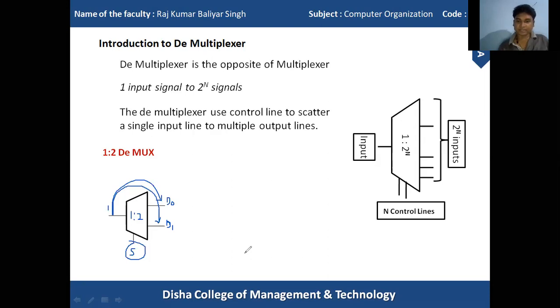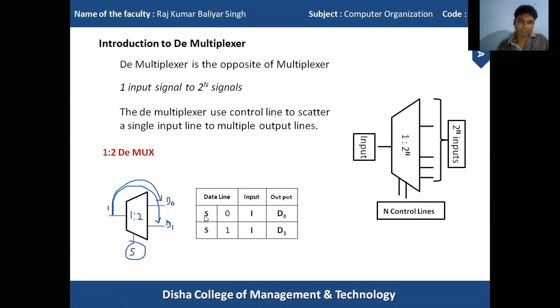Okay, let's see the functional table or excitation table for this DMUX. So this is the functional table of DMUX. Here the data line or control line is single, so it can have two values, either 0 or 1. The input line is I, that is constant. So when S equals 0, this input I is available at the D0 output line. When S equals 1, this I is available at the D1 line.